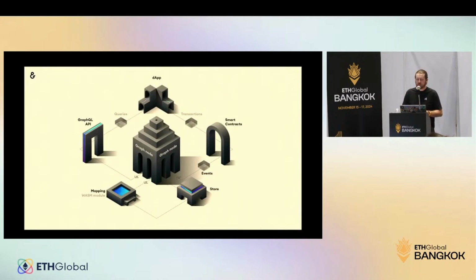So this is what we end up with. We still have our dapp that is written in HTML, CSS, JavaScript, right? Events come from the smart contract. They get picked up and processed using this WASM module right down here. And again, this is all written in AssemblyScript. It's very similar to TypeScript. And all that data is going to be stored in a database. And then the graph node here exposes that data through an RPC-style method.